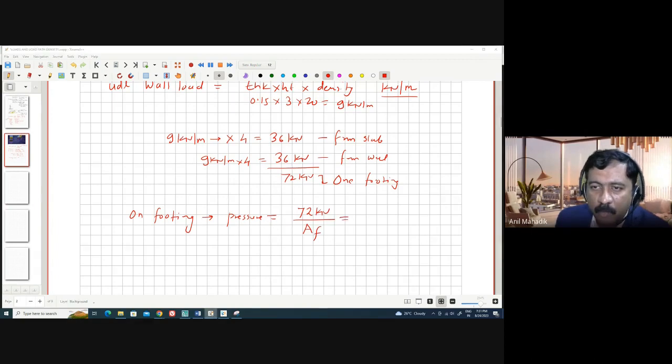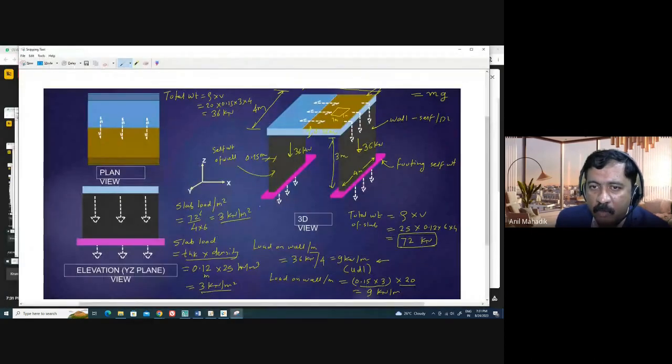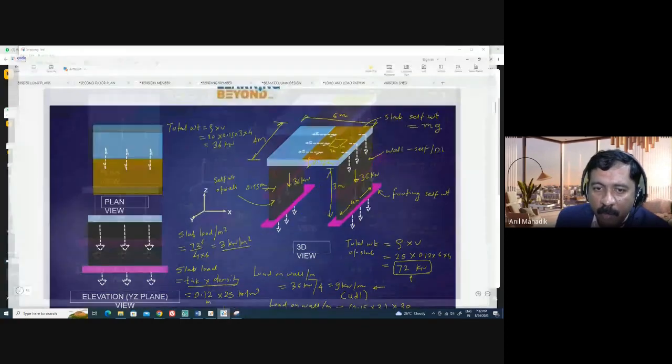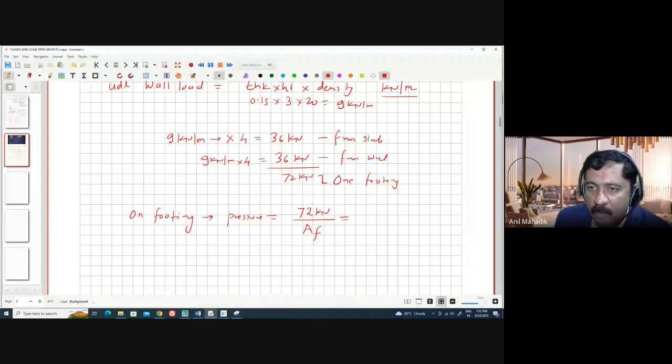So you can assume any size. Let's say this is 1 meter width of the footing and the length is, let's say, 5 meters. I'm just assuming some numbers. So area of footing will be 72 into 1 meter into 5 meters.